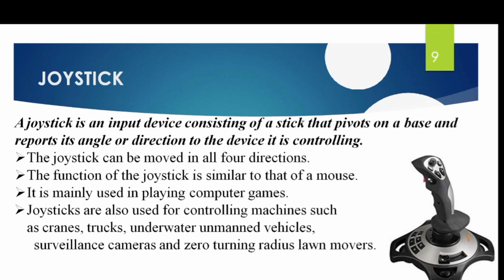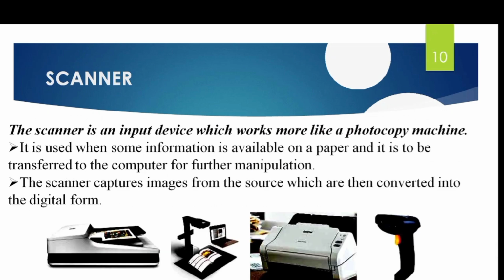Joysticks are also used for controlling machines such as cranes, trucks, underwater unmanned vehicles, surveillance cameras, and zero turning radius lawn mowers. The next type of device is the scanner. A scanner is an input device which works more like a photocopy machine. It is used when some information is available on paper and it is to be transferred to the computer for further manipulation. The scanner captures images from the source, which are then converted into digital form. Whatever data we scan with the scanner can be converted into digital form.